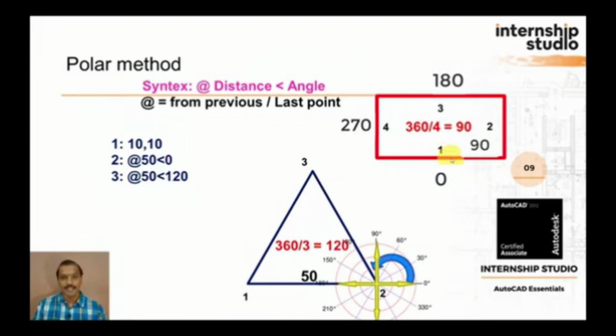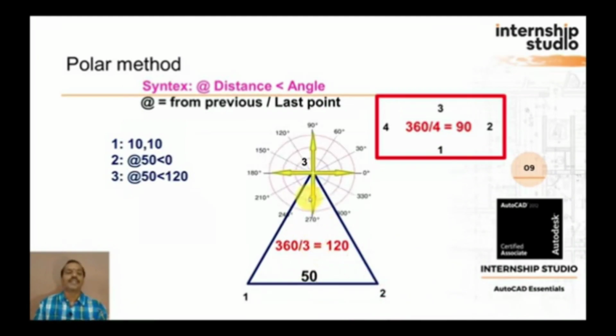Similarly, how did we calculate the angle in the rectangle? The first line is 0 degree. So 0 plus 90, 90 degree is the second line. Then 90 plus 90, 180 degree is the third line. Then 180 plus 90, 270 degree is the fourth line. Similarly, in the triangle, the first line 1 to 2 is 0 degree. So 0 plus 120, the line 2 to 3 becomes 120. Similarly, 3 to 1, how much will come? 120 plus 120, 240 degree will come. Is it clear now? Okay. This is the universal concept to find out the angle between the lines.